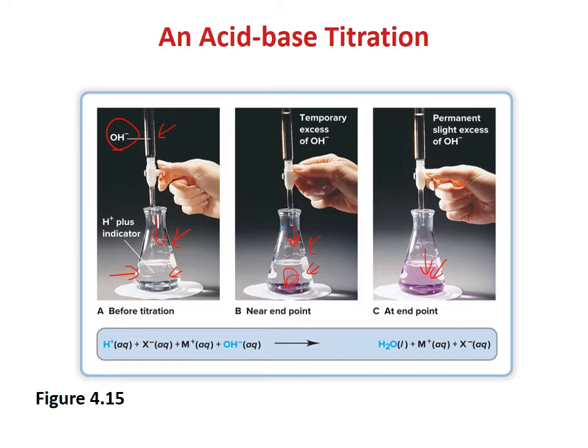And so you measure the volume of the base you added. If you know the molarity of the base, then you know the number of moles of hydroxide added to the solution. Because this number of moles equals the moles of the hydrogen ion, you know the number of moles of hydrogen ion, and if you know the initial volume, then the number of moles divided by volume is the molarity of the original acid solution.